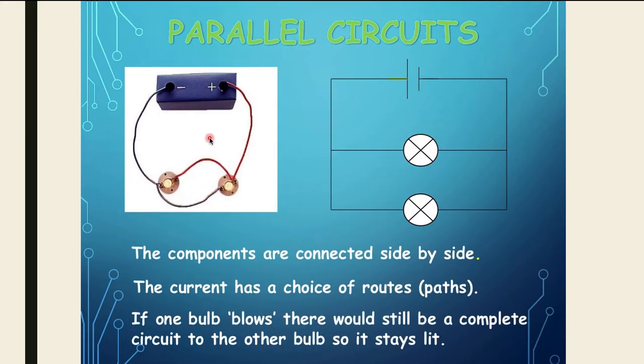Parallel circuits: the components are connected side by side. The current has separate paths to flow, which is nothing but the current flows through its own path, parallel to each other. The current will flow, and if one bulb breaks, there will still be a complete circuit. The other bulb will still be lit, which is nothing but if one bulb completely breaks, then all the remaining bulbs will glow.